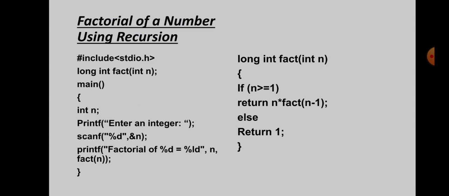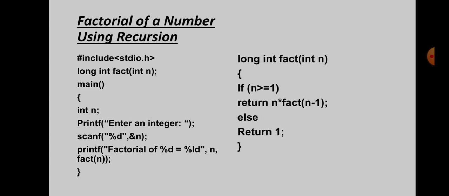Here is an example for the factorial of a number using recursion. In main, we declare a function fact, the return type is long integer and the variable passed is of integer type. In main, an int n variable is declared, take the n value from the user, and then in the printf statement we call the fact(n) function. When the fact(n) function is called, the value of n is passed to the variable n where the function definition is given.